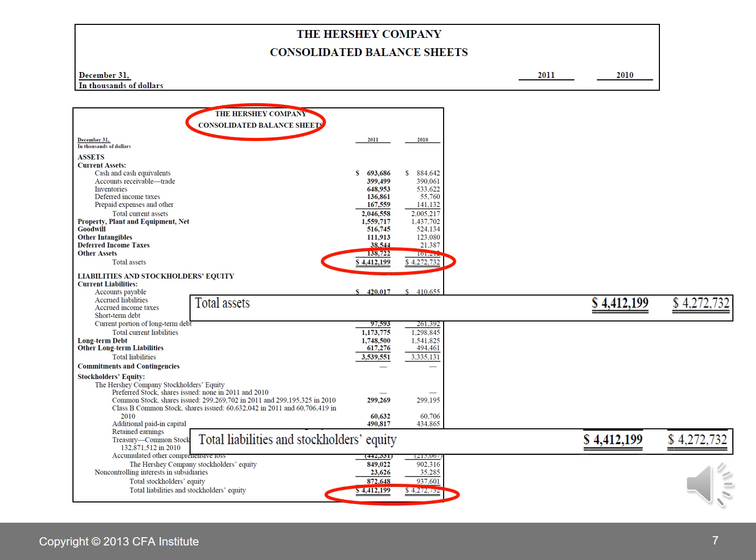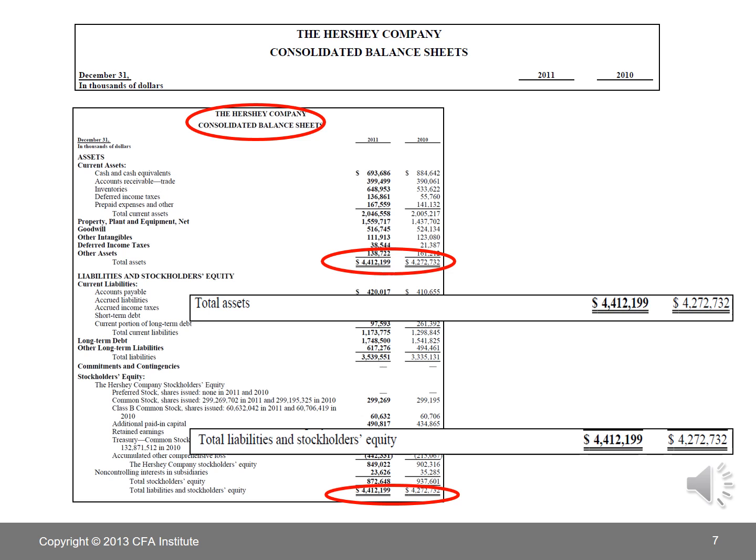Notice the format, of course. You start with the assets on the top, and then when you're done with all the assets, you move on to the liabilities. Finally, the last section would be for the shareholders' equity.